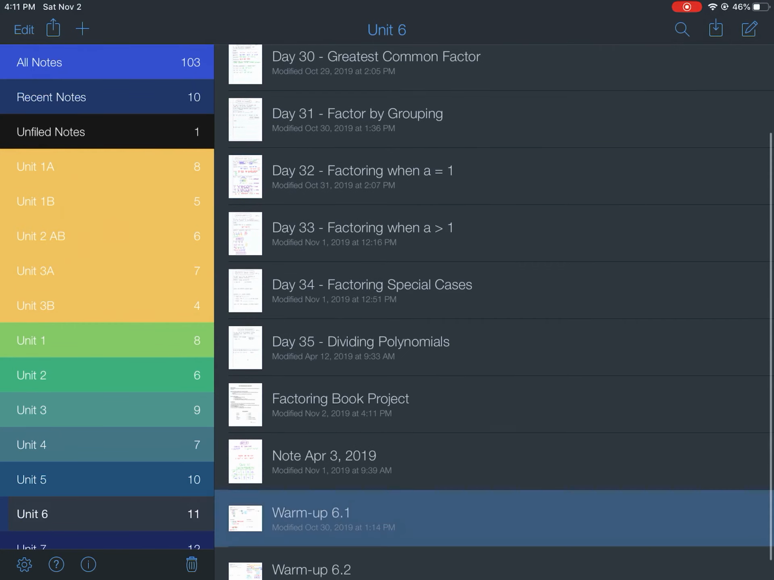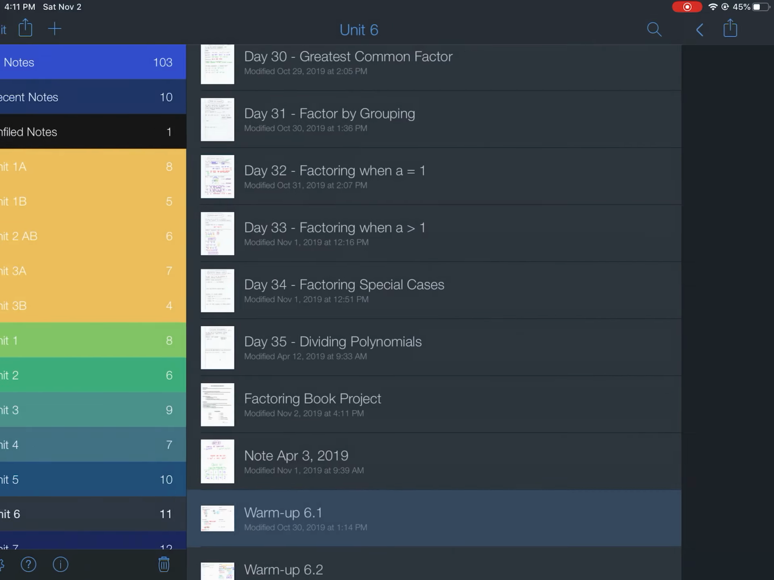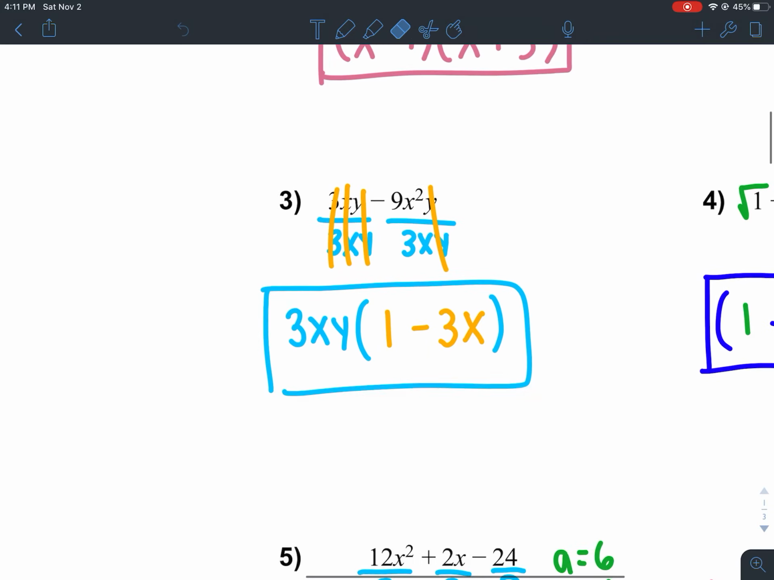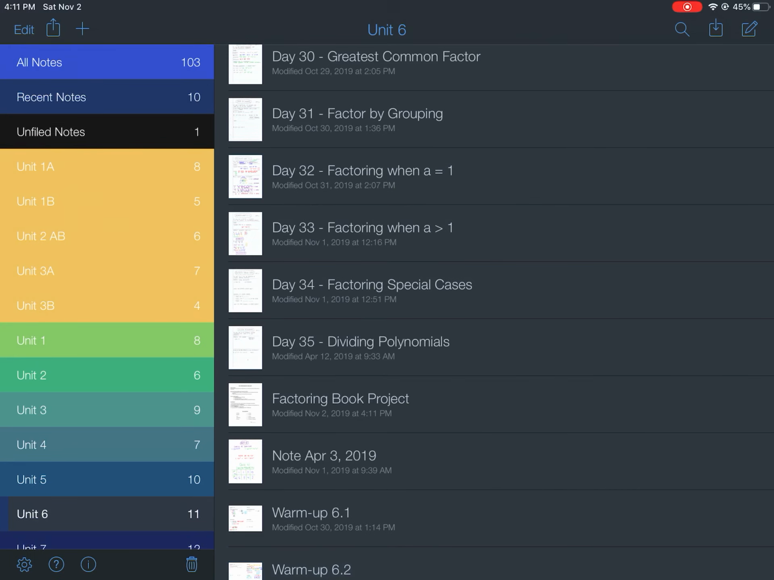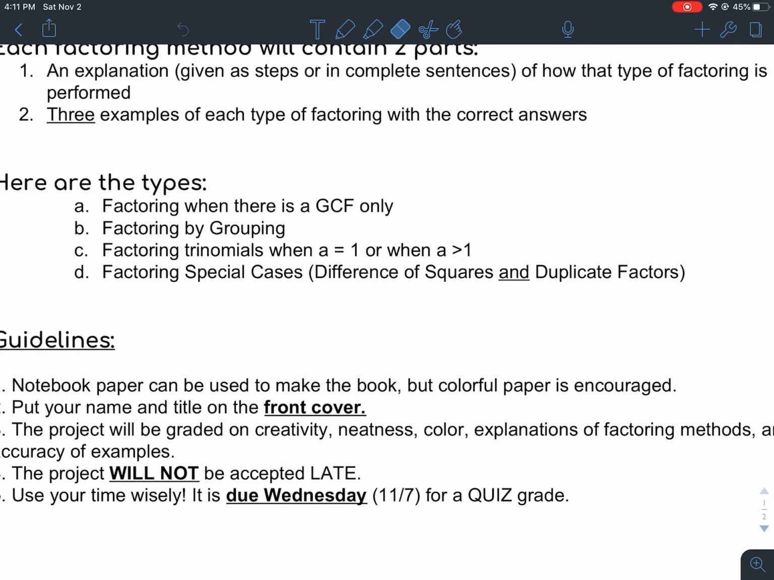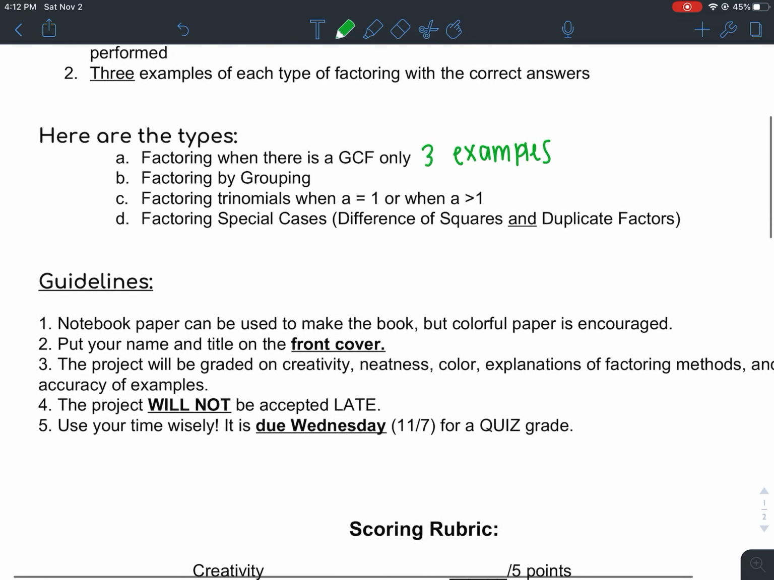An example of that would be from the warm-up. No, that's the wrong warm-up. From number 3 in the warm-up that you just did, the only thing I could do was factor out a GCF. That's the most I could do. I couldn't keep factoring, so I had to stop there. That would be an example of only being able to factor a GCF out. So you would need 3 examples explaining just factoring out a GCF.